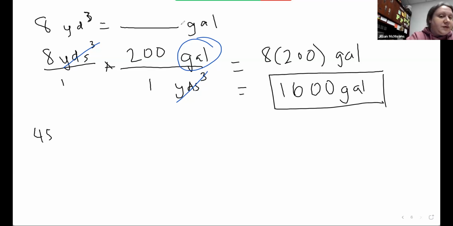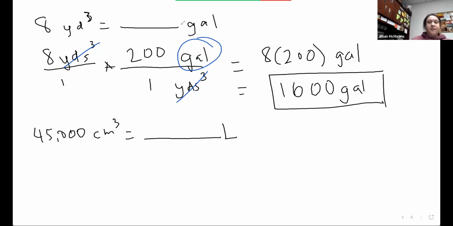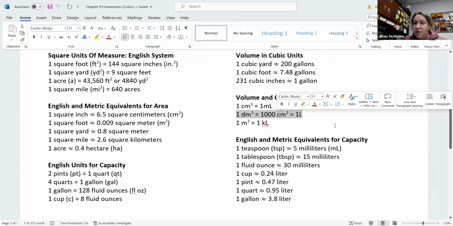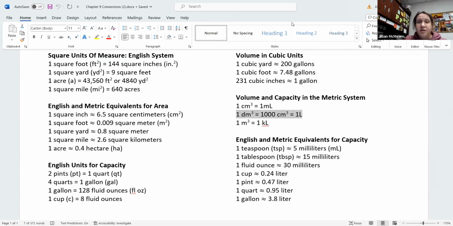So let's say we have 45,000 cubic centimeters and we want to convert this to liters. Okay, so as always, let's go to the conversion sheet. So we're looking for cubic centimeters and liters. And I have right here, 1,000 cubic centimeters is equal to 1 liter. All right, so remember 1,000 cubic centimeters and 1 liter.